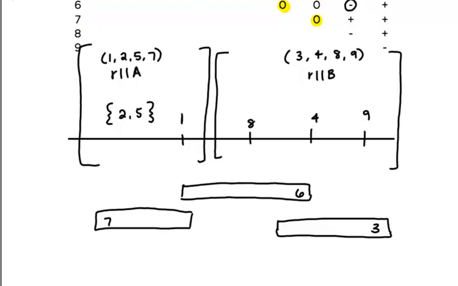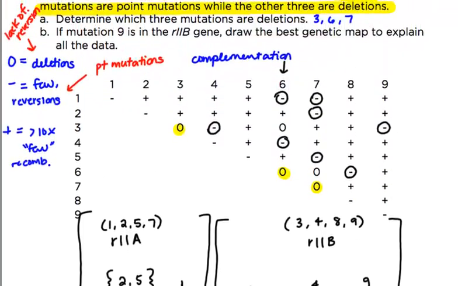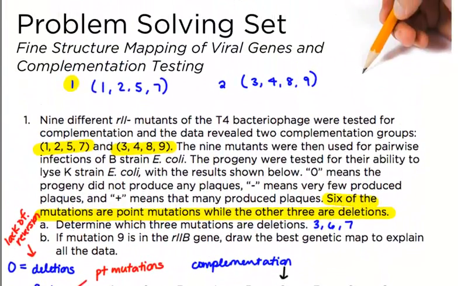So you see that 8, 4, 9, and 3 are part of the R2b gene, and 1, 2, 5, and 7 are part of the R2a gene, and then mutation 6 actually spans both genes, and that's how we knew that 1, 8, and 4 were close together. Okay, so this completes this problem.